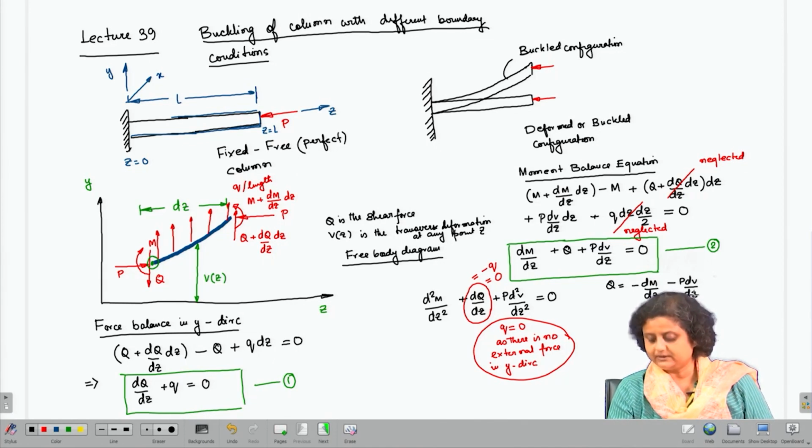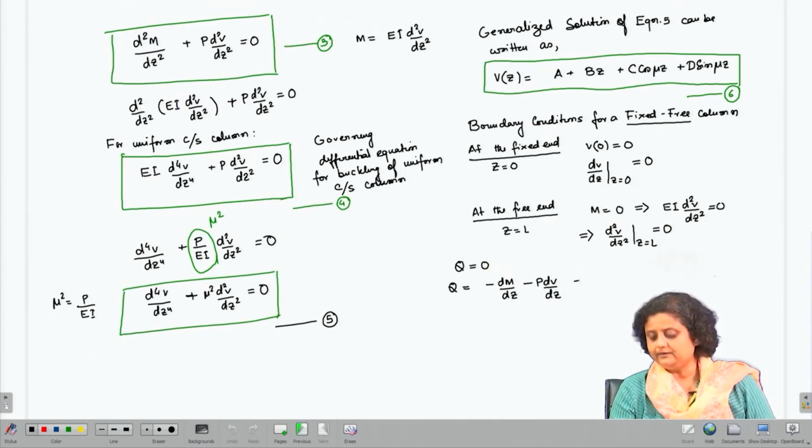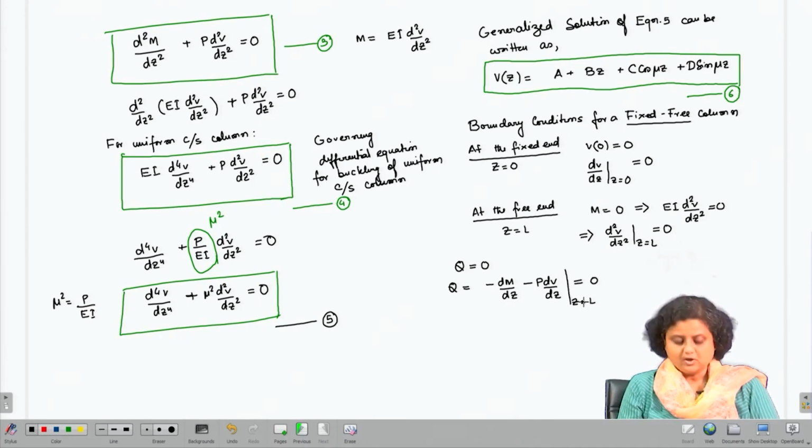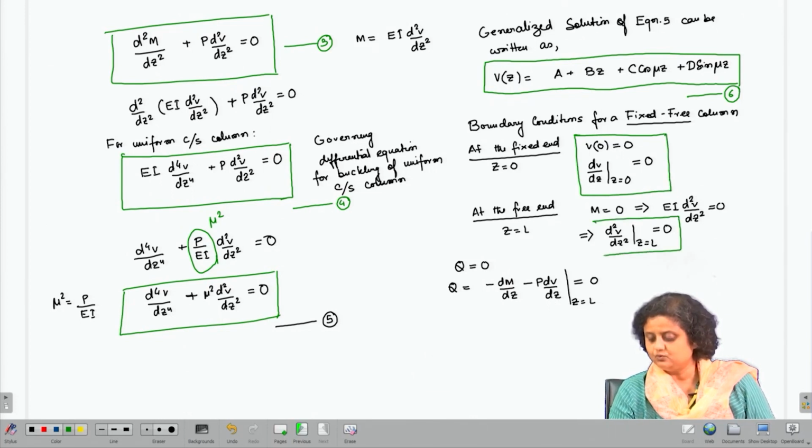So, we are using that expression and we are saying that Q is equal to 0, this and that is equal to 0 at z equals L. So, these are the 4 conditions that I have. This is condition 1, this is condition 2 and this is condition 3.